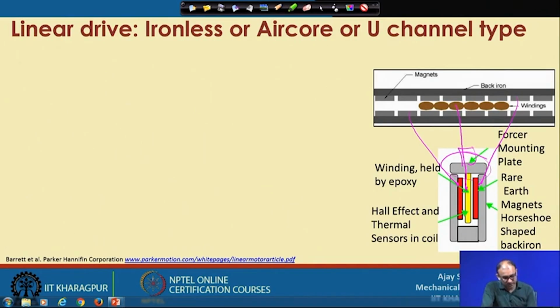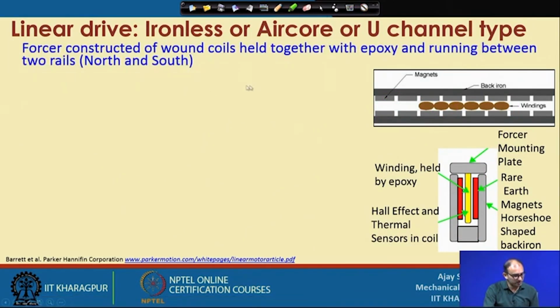Now, the difference between the first and second is that in the earlier case we were using only a single magnet rail, but now we are using two magnet rails. You put the same Hall effect sensors, thermal sensor, everything in the coil, and then there is a back iron plate, so that you can contain all these things in a small volume. The forcer is constructed of wound coil held together with epoxy and runs between the two rails, both the north and south, in this particular case.